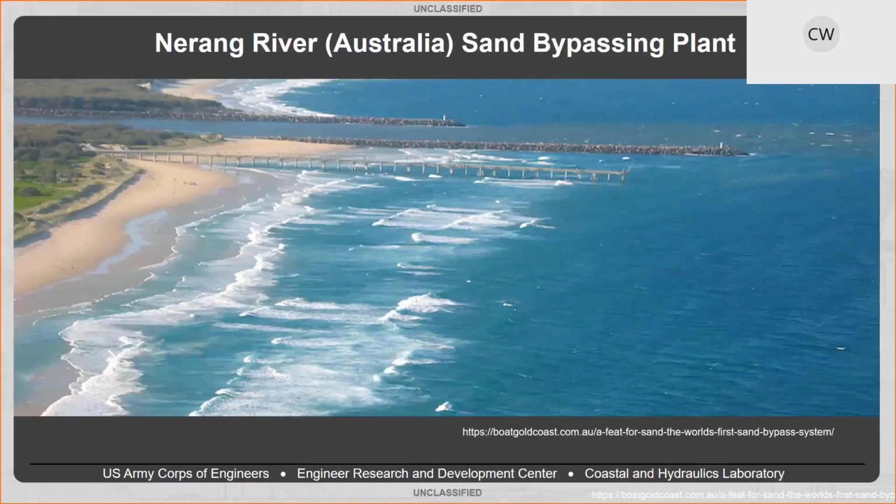Moving over to Australia, this is a view from the updrift side of the Nerang bypassing plant. What you're looking at in the foreground is the pier, about 900 meters long, not 300 meters long, excuse me, and the inlet. Next slide, please.